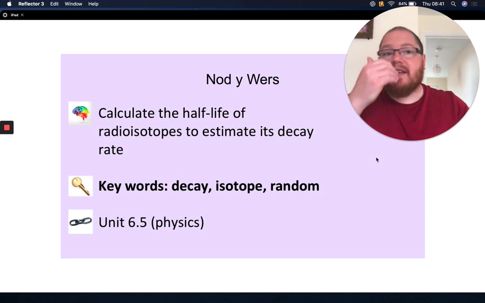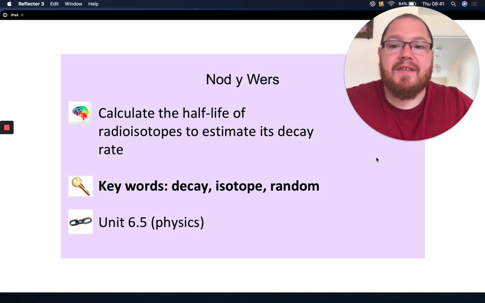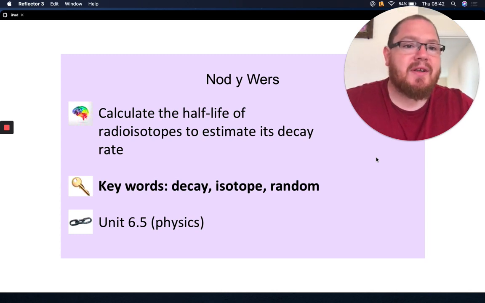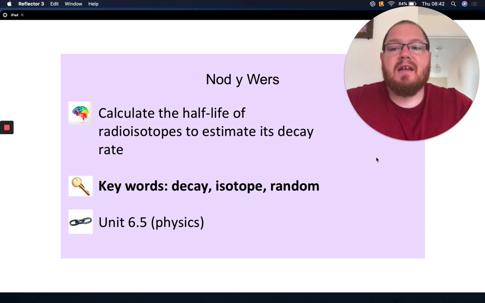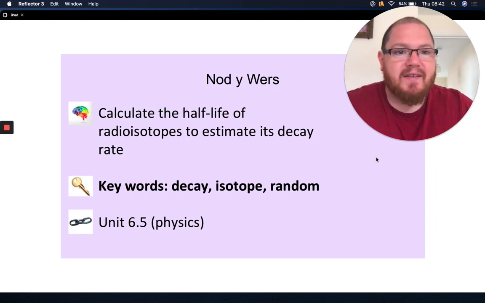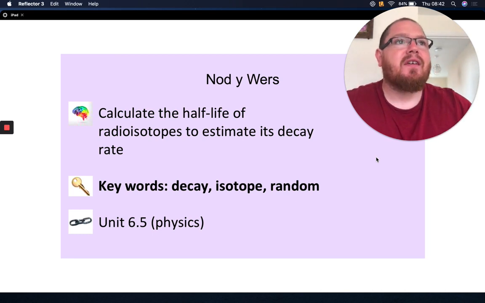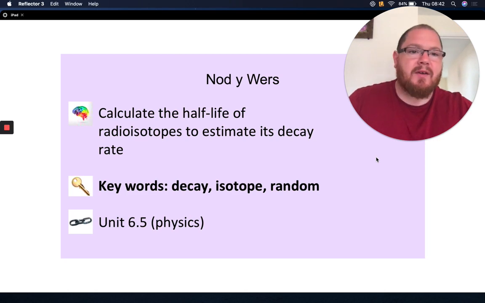So here's your key objective for this lesson: to calculate the half-life of radioisotopes to estimate its decay rate. Your keywords: decay, isotope, and random, because radioactivity is totally a random process. Okay, you can't really predict it, although you can estimate its half-life, but you can never predict when a radioisotope will decay.